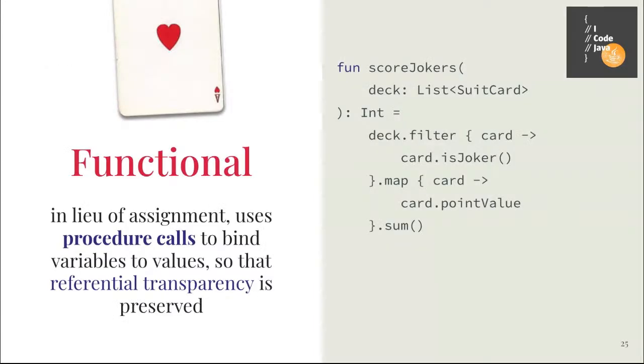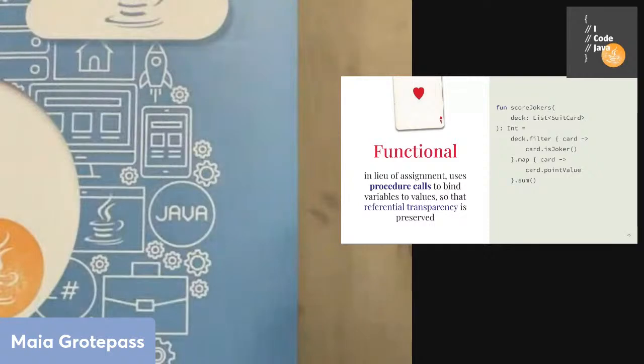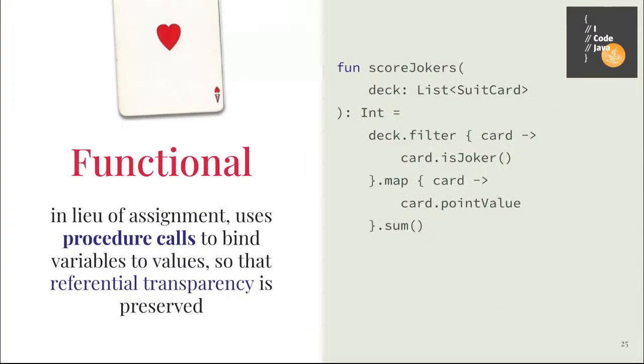So now functional. You see now this is red because declarative was red, and functional programming is in fact in the paradigm of declarative code. So the bare bone definition of functional is, in lieu of assignments, use procedure calls to bind variables to values so that referential transparency is preserved. Very complicated. What that means is if you've got, say, A equals 4, you can swap out the 4 for a function. That's all it means. It means anywhere where you've got a value, you can put a function in there.